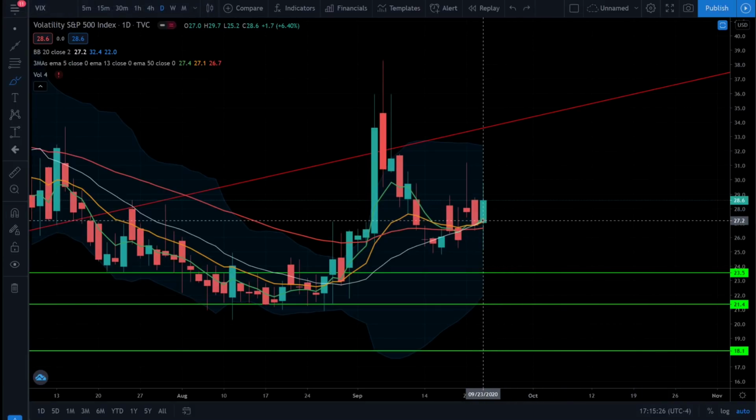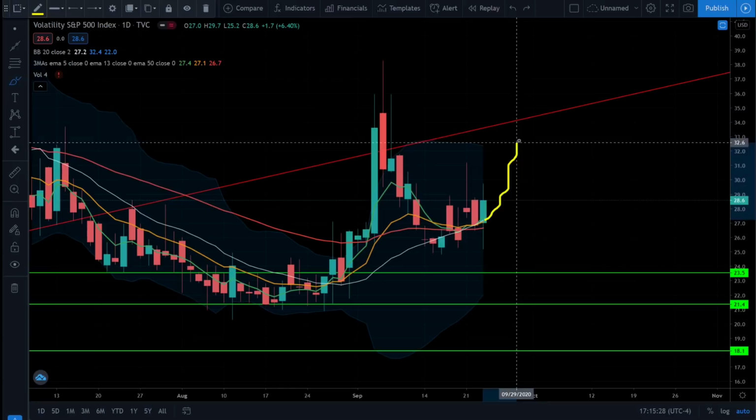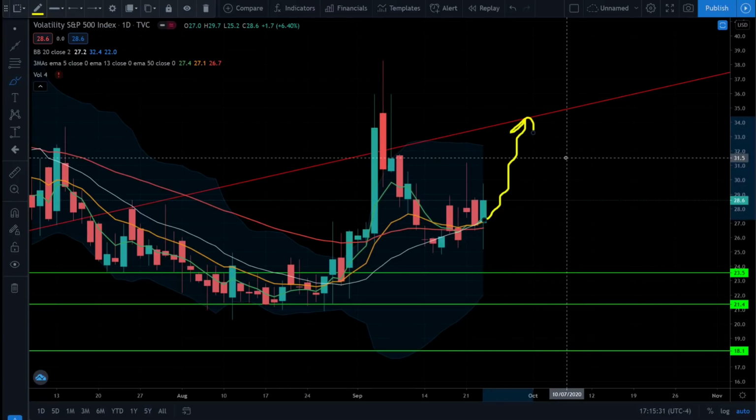So with that being said, I fully expect to see follow through with the VIX. And let's see if the VIX can get back up in here into the 30s. And if it does, we would expect to see those very volatile days.